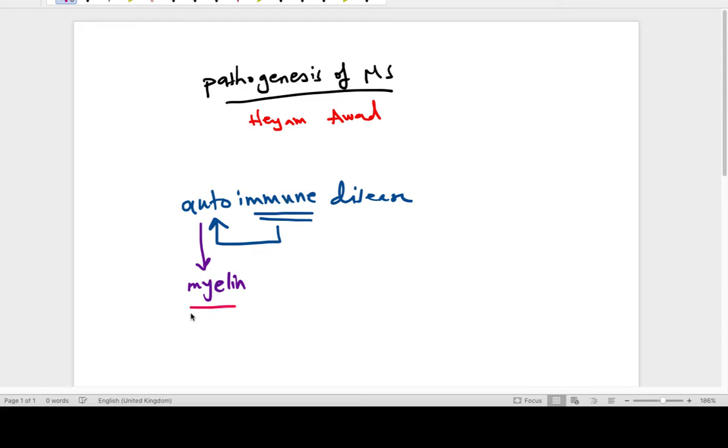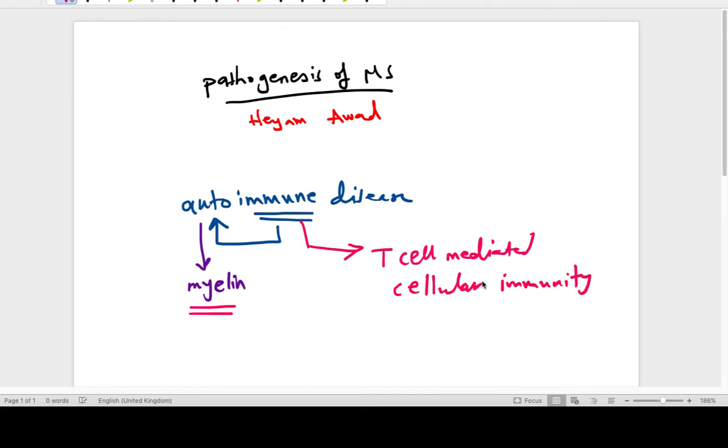We don't know exactly what is the myelin antigen that starts the whole process, but we have enough evidence to believe that the process is an autoimmune response against this myelin antigen. The immunologic response that occurs in multiple sclerosis is mainly T cell mediated. It's a cellular mediated immunity. Although humoral immunity possibly plays a role, mainly the process is related to T cells.